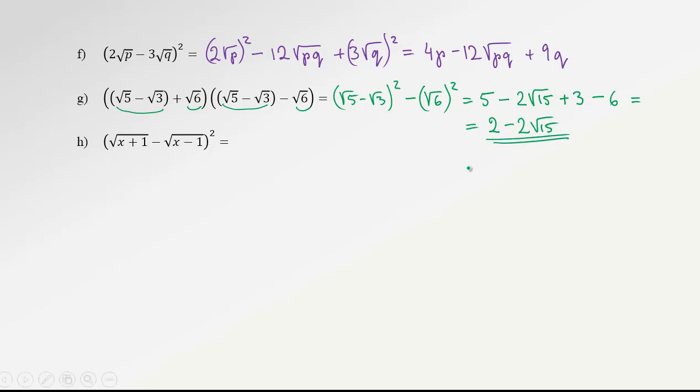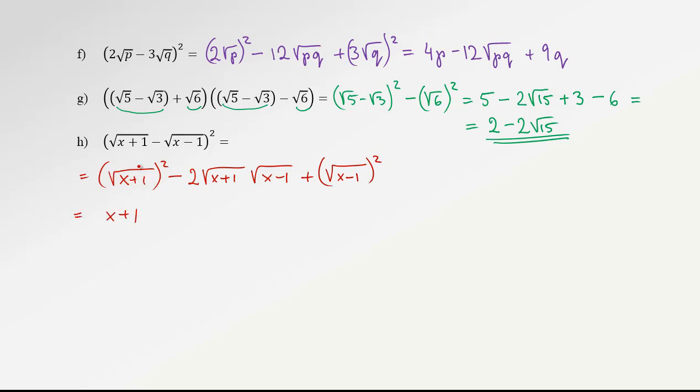That's the final answer. The last example, perfect square of a binomial again, but those terms are a little bit bigger here. So let's apply the square of the first term. So it's root of x plus 1 and square it. Then minus double the product, so 2 times the first term times the second term. And plus the square of the last term, so it's root x minus 1 and square it. That gives us just x plus 1 from the first term, because the root will be cancelled with the square, minus 2. And now we can multiply these two radicands.